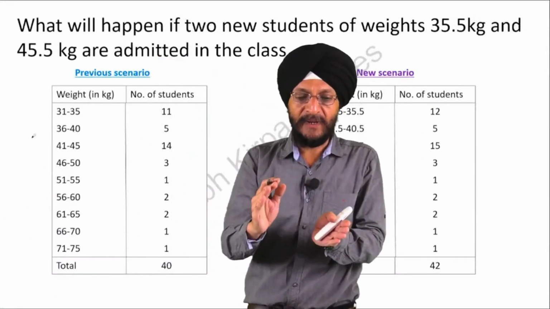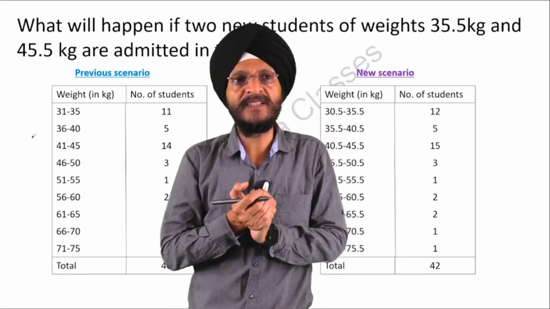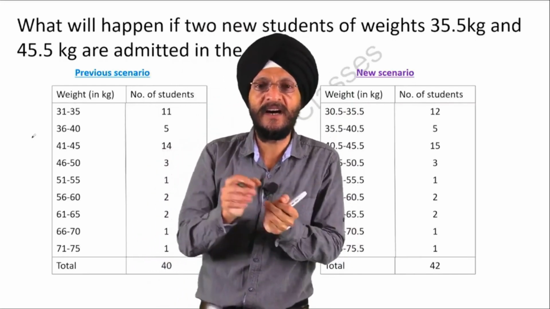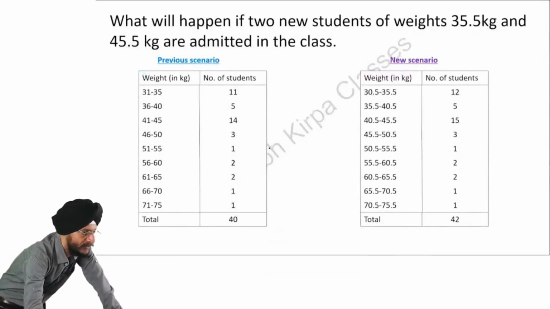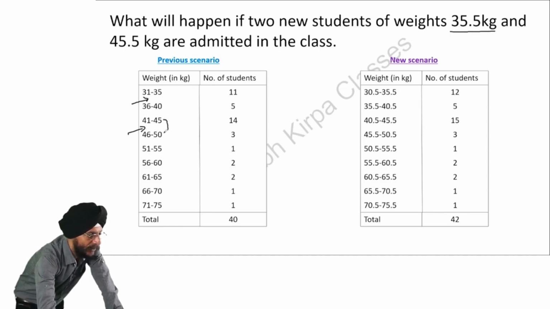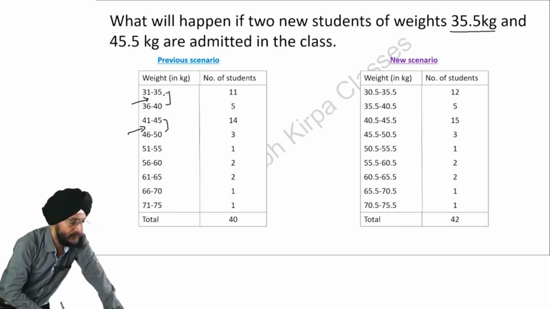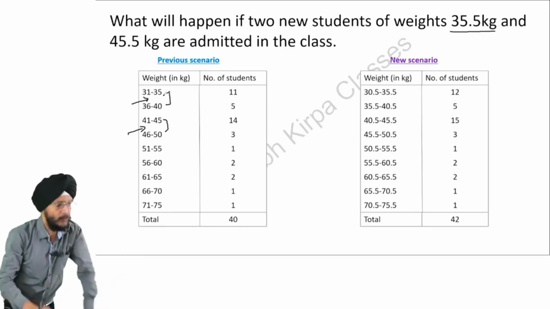So now what will happen if two new students of the weights 35.5 kg and 45.5 kg are admitted in the class? So this is the previous scenario which we have discussed. We cannot add the student here. The first student, who has 35.5, we cannot add here because there is a gap of 1 kg between the class groups. In each group there is a difference of 1 kg. So we cannot.